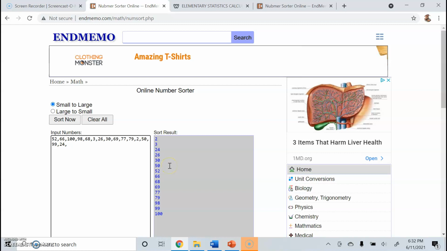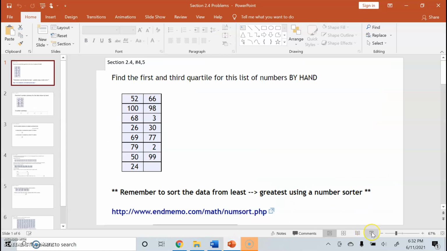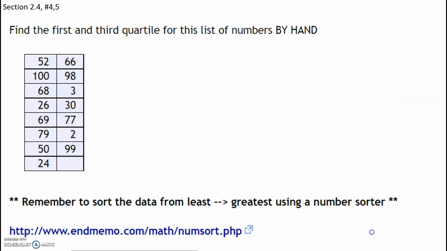So that's step one. Step one, anytime you're doing anything with percentiles or quartiles, your data list always has to be from least to greatest. Okay, once we have that, the next step is to remember, how do we calculate Q1 and Q3? So all these formulas are in section 2.3. I'll give you guys a quick refresher.